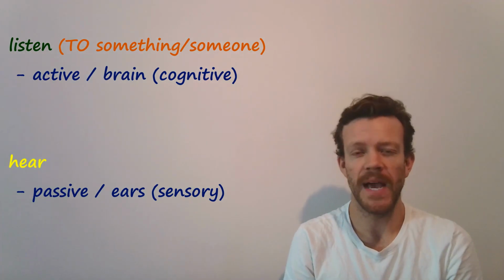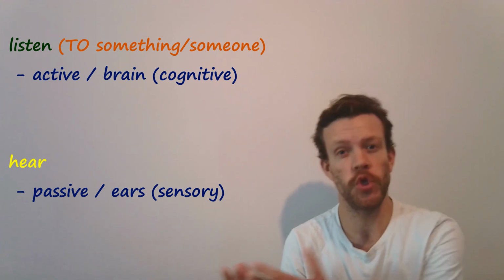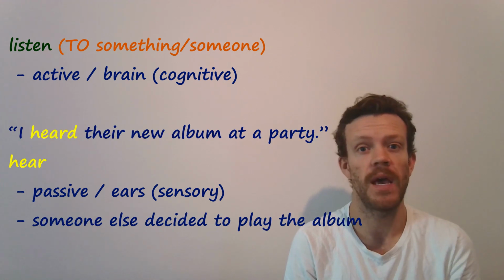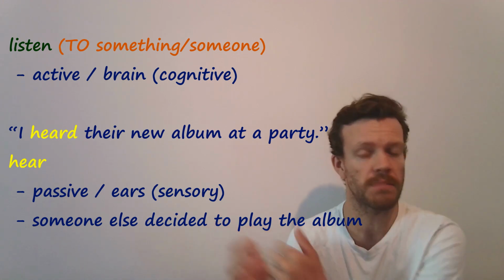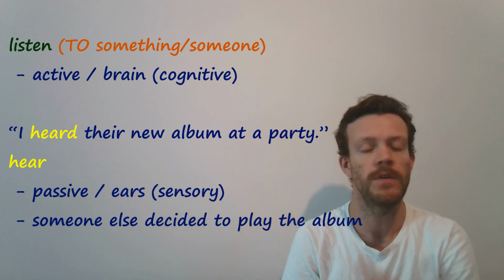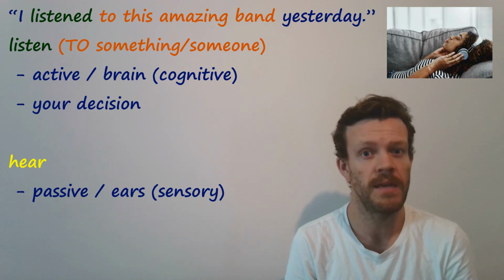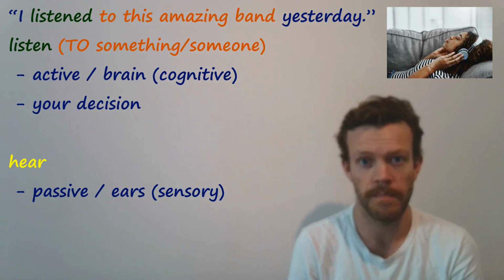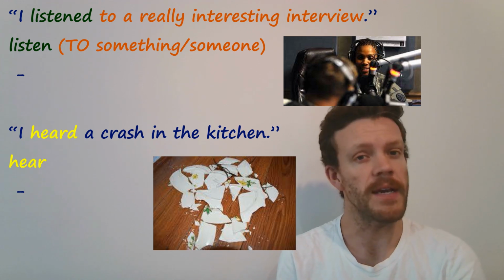With albums, bands, or singers, probably more likely that it's active and you choose to listen to them, but the same concept applies. You could say, I heard their new album at a party at the weekend. Someone else played the music and it just went in my ears. It was passive, use hear here. Whereas you would say, I listened to this band yesterday. That was my choice. I pushed play. I listened to them.